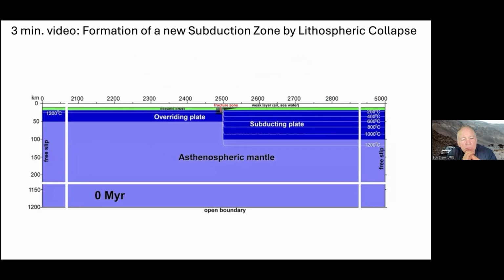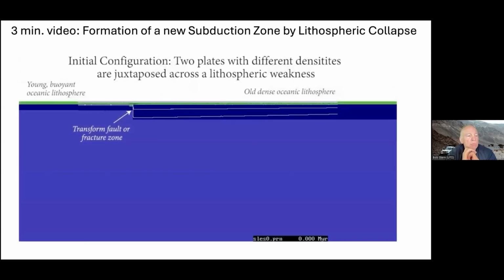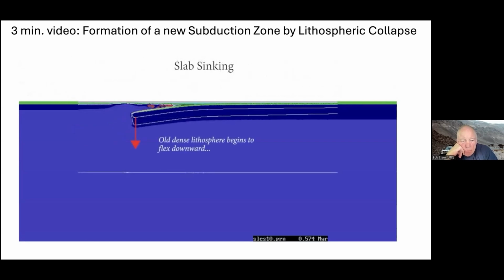Thick old lithosphere lies to the right of the fracture zone. Because it has a thick mantle root, it is slightly denser than the underlying asthenosphere. This lithosphere is gravitationally unstable and should sink, but its strength makes sinking difficult. Let's take a closer look at the formation of this subduction zone. Slowly, the old lithosphere begins to sink next to the lithospheric weakness.